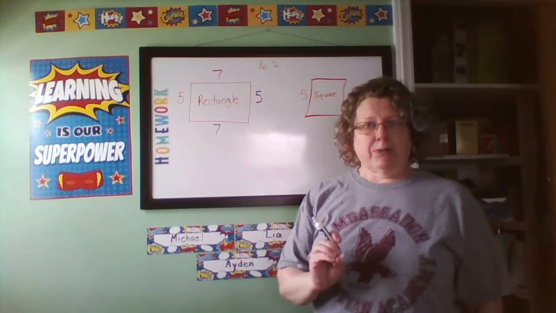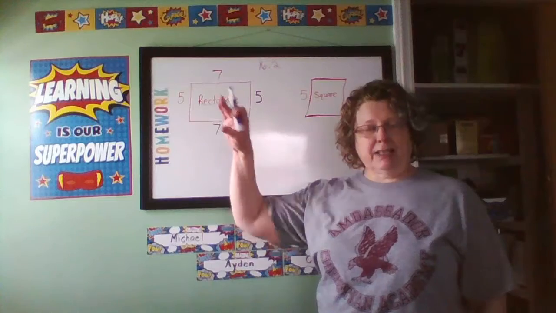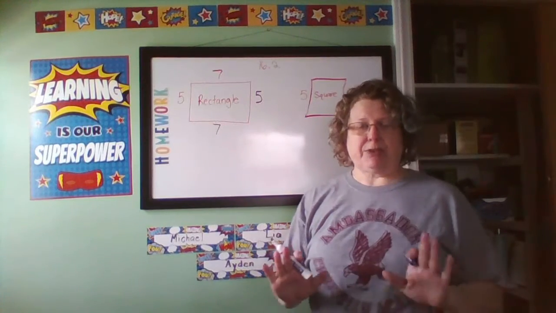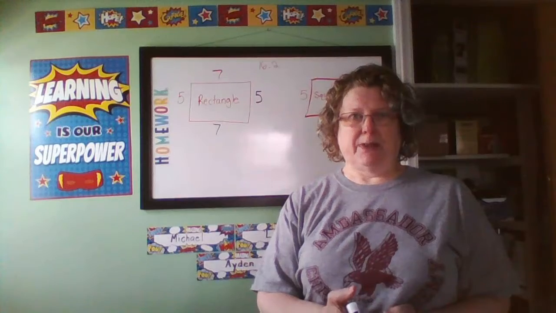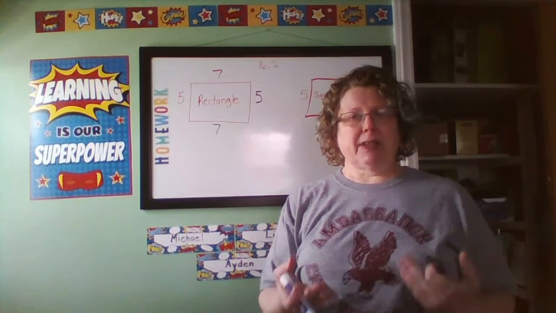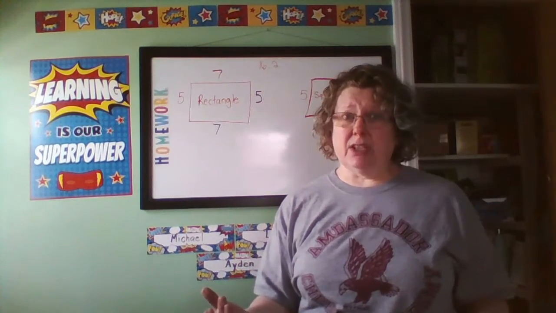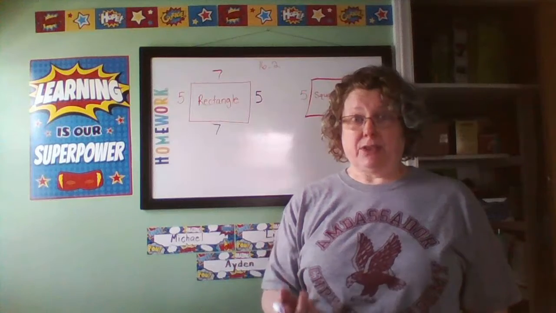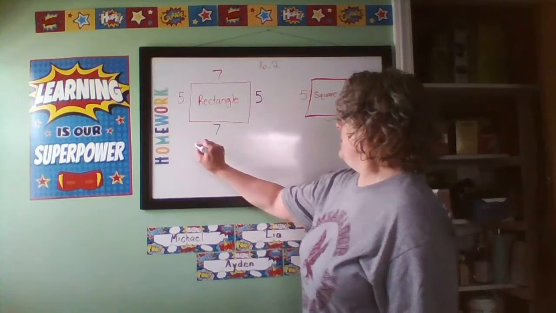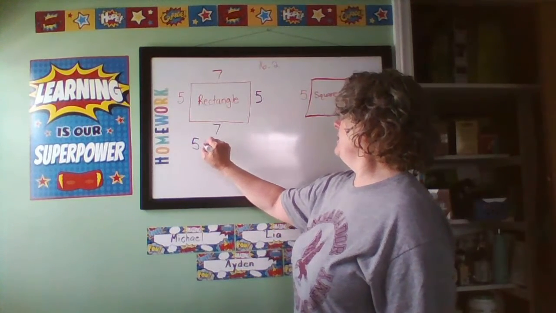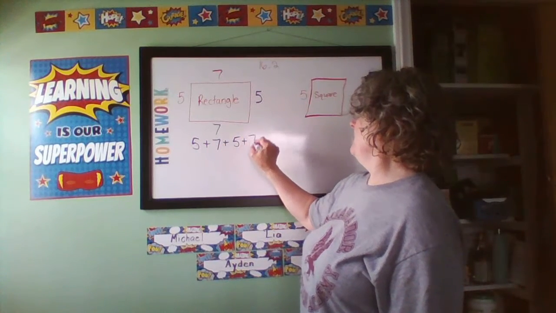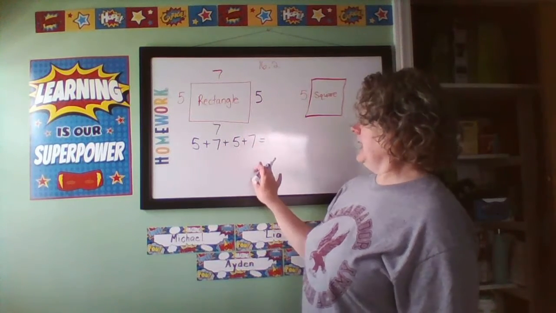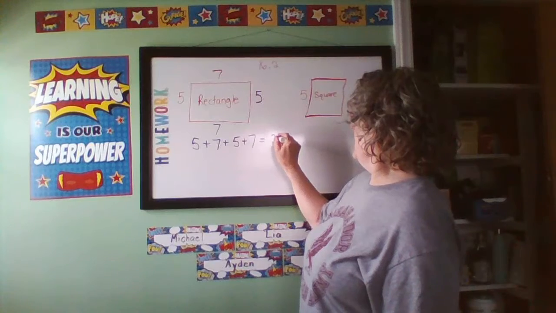Now, if you are comfortable with just adding the numbers together, that's absolutely fine. The book gives you a couple of other ways to find the perimeter. I'm going to explain them, but if it gets confusing to you, just add the sides and you'll get the same answer. So we have 5 plus 7 plus 5 plus 7. And that would equal 24.